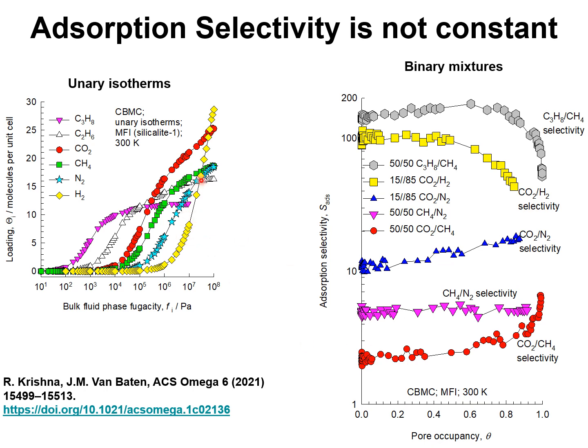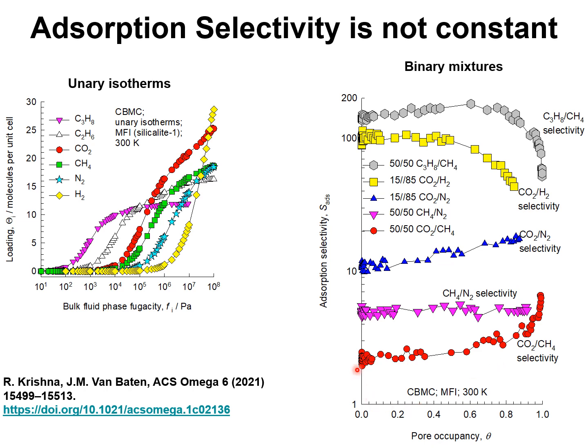The unary isotherm for methane is shown here in the green squares. The cyan colored stars are for nitrogen. The saturation capacities are practically the same, and the binding constant for methane is larger than that of nitrogen. That explains that the selectivity is in favor of nitrogen. The saturation capacities are practically identical, and therefore the adsorption selectivity is almost independent of pore occupancy.